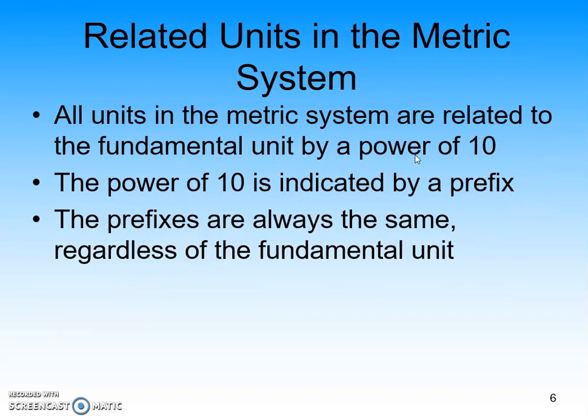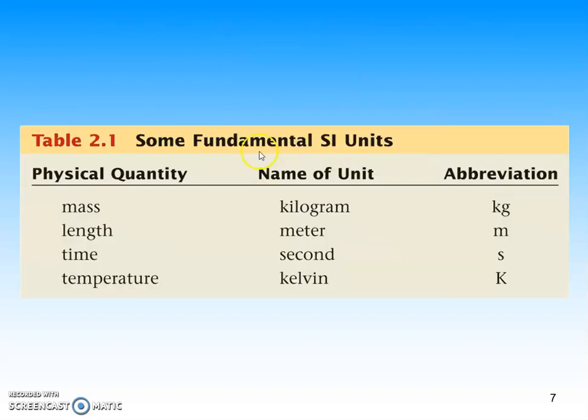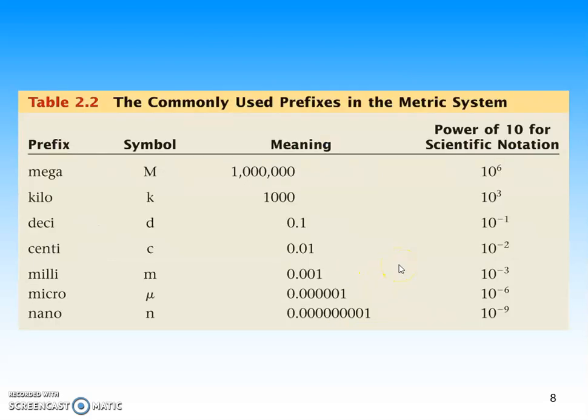Now, related units in the metric system. All units in the metric system are related to the fundamental unit by a power of 10. The power of 10 is indicated by a prefix. The prefixes are always the same regardless of the fundamental unit. So you can see here the physical quantity, name of units and abbreviations: mass, kilogram, kg; length, meter; time, second; temperature, Kelvin.